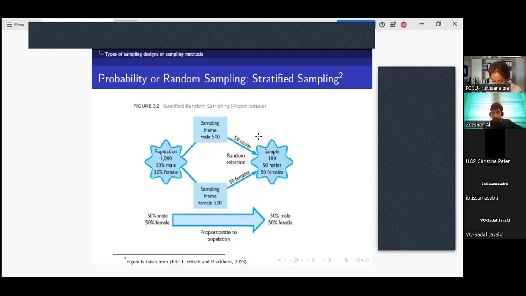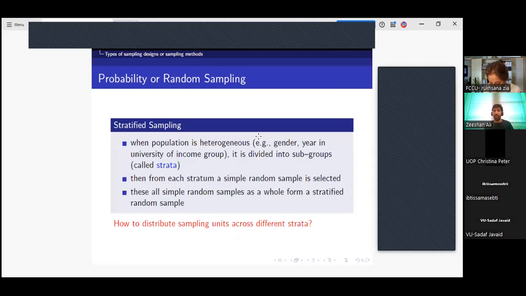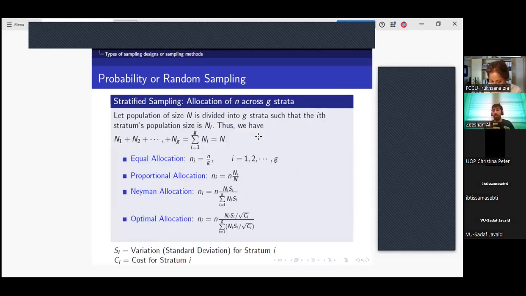But in this particular diagram, they have used equal allocation, whereas we may choose a sample in stratified random sampling with respect to size in the population. For example, we have a capital N population size divided into G strata. Here G strata means I have G groups, which are internally homogeneous but externally heterogeneous. And I want to select a sample of size n and divide it across the groups. So this is equal allocation.